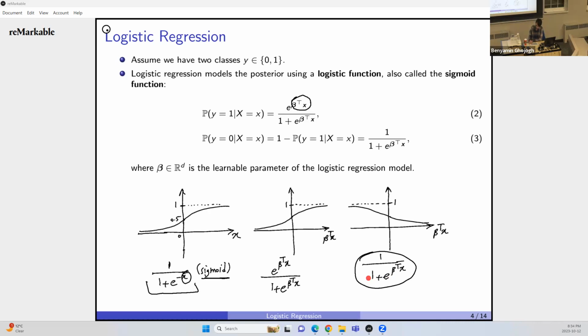And let's analyze the plot of this function. Take the limit where x goes to minus infinity. What happens? E to the power of minus infinity becomes 0, right? So it goes to 1. Agree? Take the limit where x goes to infinity. E to the power of infinity becomes infinite. 1 over infinite becomes 0. Right? So it's like this.